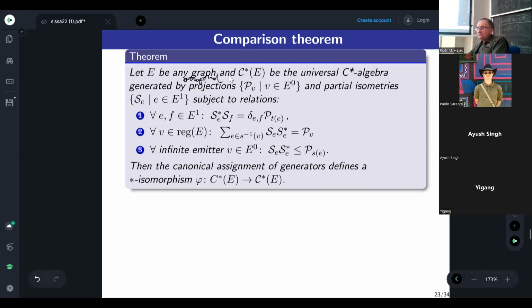Orthogonal projections labeled by vertices and partial isometries subject to relations. Of course, one of the things you should prove, but that's standard, is that this C*-algebra exists. It's not obvious that it exists, but if you can prove that the other C*-algebra exists, it's also not a big deal to prove that this one exists. But you have to do it separately.